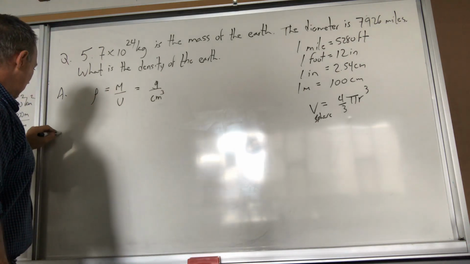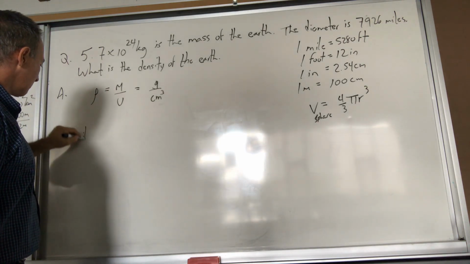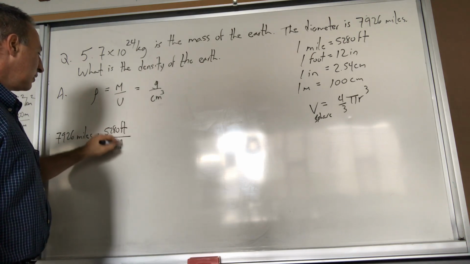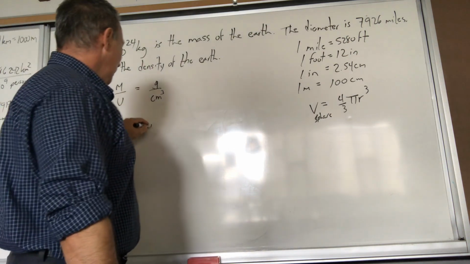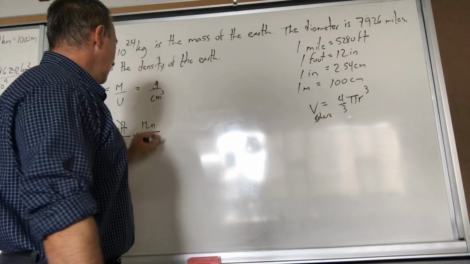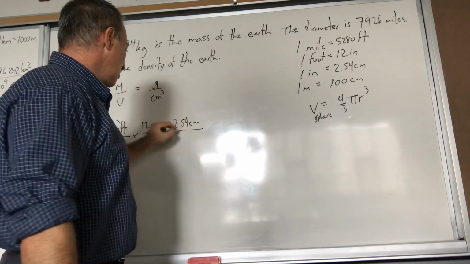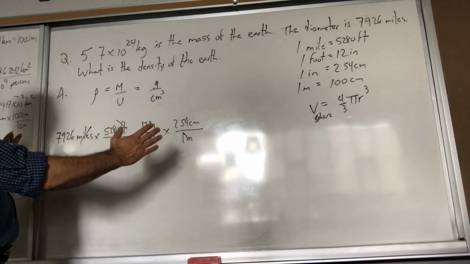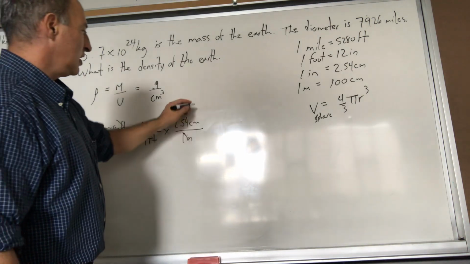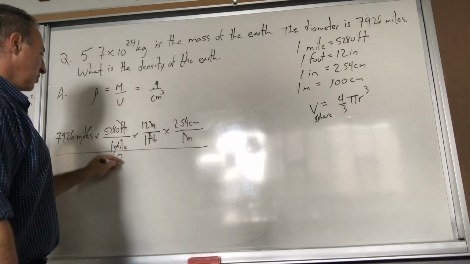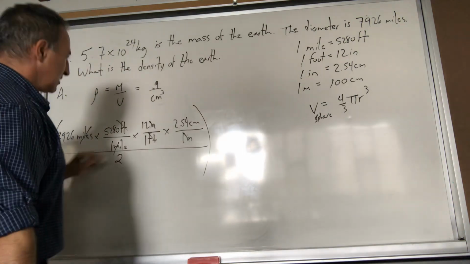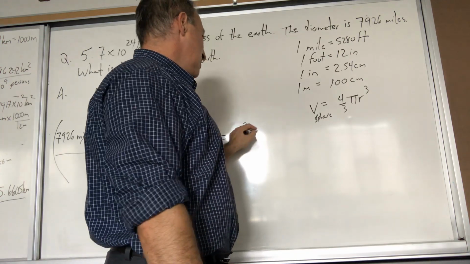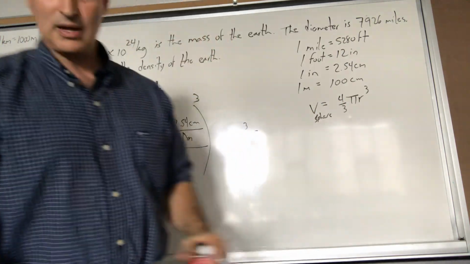So let's start with 7,926 miles times 5,280 feet per 1 mile. That cancels miles. Times 12 inches per 1 foot. Cancels feet. Times 2.54 centimeters per 1 inch. Cancels inches. We've already got the diameter into centimeters. Then we'll take that and divide it by 2, because we want the radius. Then we'll take all of that and raise it to the power of 3, and it's going to give us the cubic radius, which is what we need to plug into this formula over here. So let's do that right now.